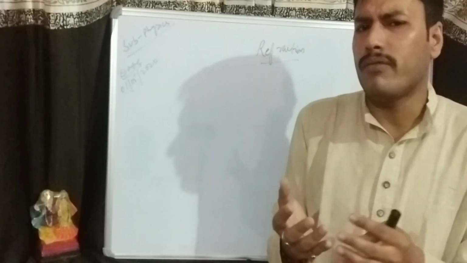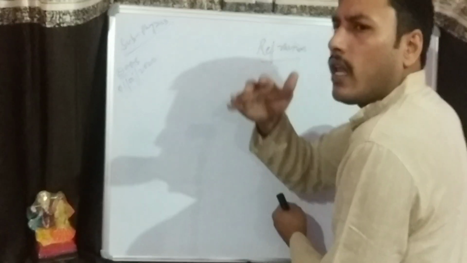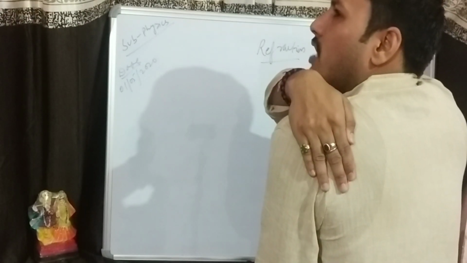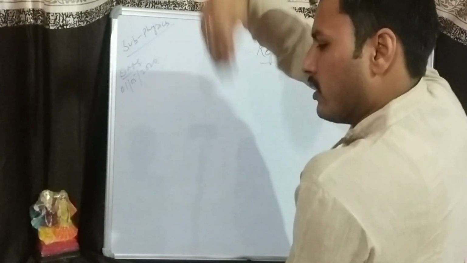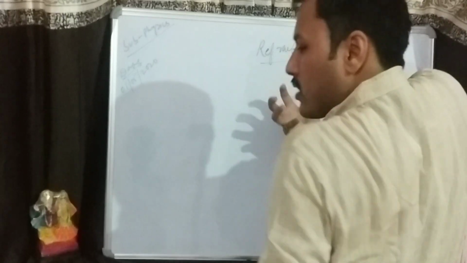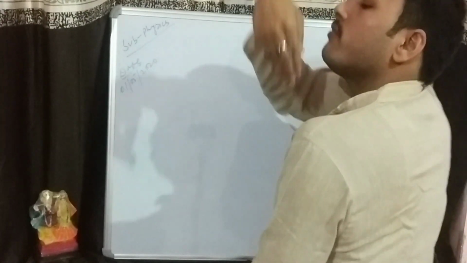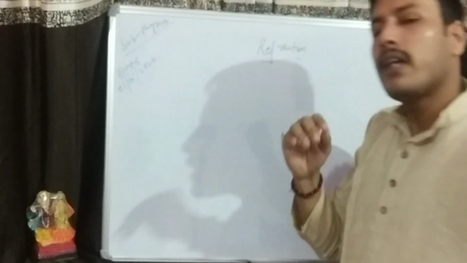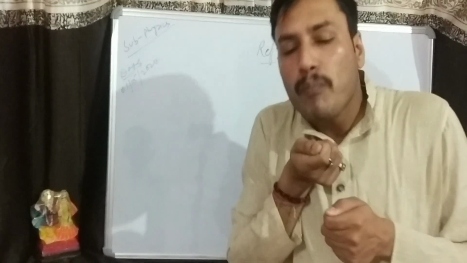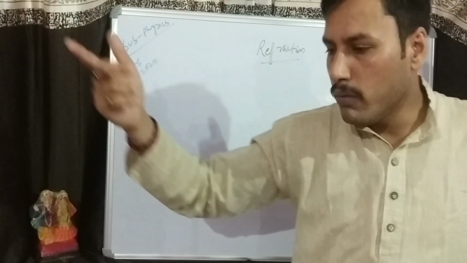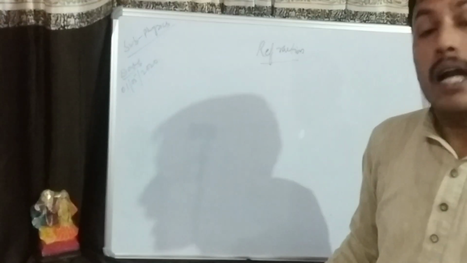In case of reflection, the light strikes the surface, does not go inside me or pass through me. It strikes the surface and goes back. But in case of refraction, the light passes through the medium and changes its path.